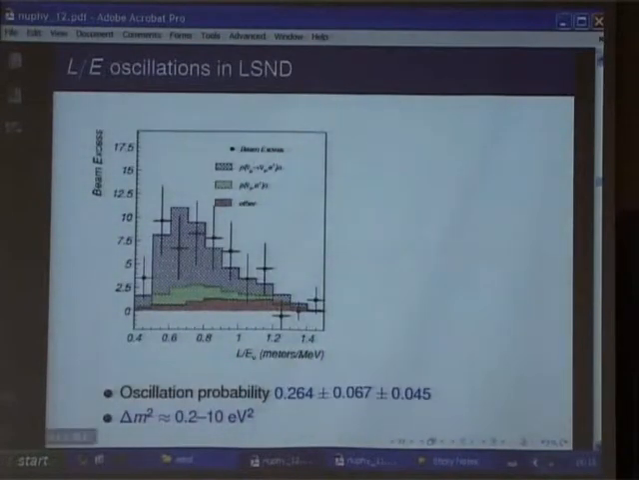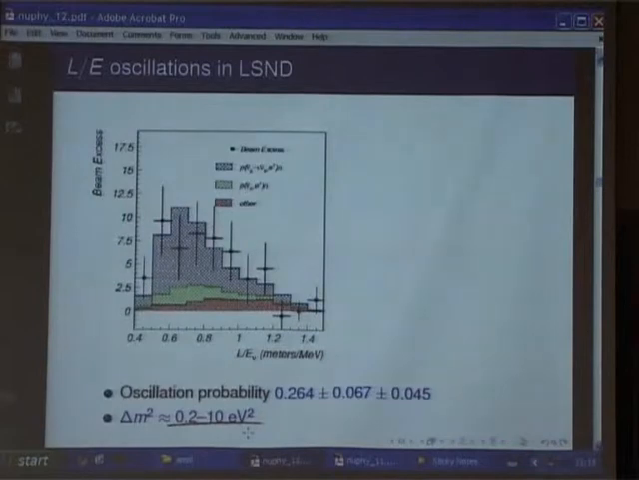Except that the delta m square for which you got a fit was this 0.2 to 10 electron volts squared. See, LSND was not designed to look for delta m square of 10 power minus 3, because L and E are not compatible. It was sensitive only to delta m square more than 10 power minus 2, 10 power minus 1. So it is not surprising that you got delta m square of the order of 1 eV squared.